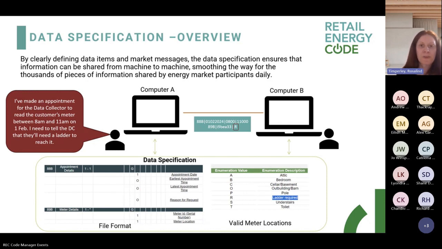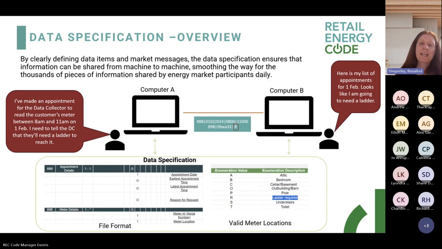And if we press next, computer B gets details of what's in that flow, and then because it's in a database, it can be extracted in any format they want, such as a list of appointments for the 1st of February with notes such as where the meter's located. And that's essentially at its heart what the data specification is doing there. It's just giving a way for information to be shared in a machine readable format.